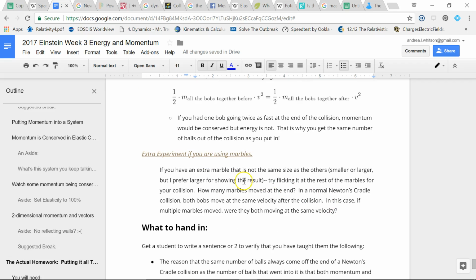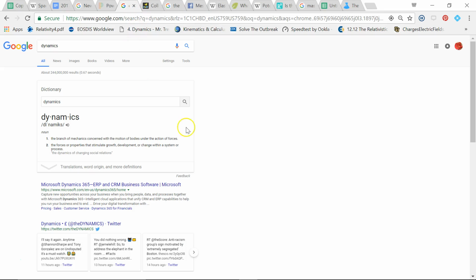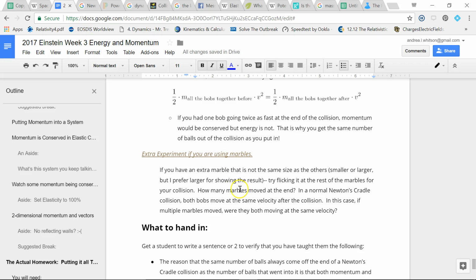If you're doing the marble experiment, let me just stop this guy from clicking. If you're doing the marble experiment, there's a further experiment that you can do where when you flick marbles down, use a bigger marble and flick it down towards 3 or 4 of your regularly sized ones and observe what happens at the end.